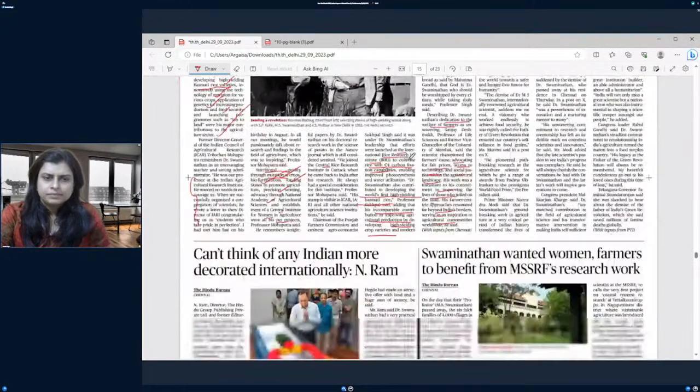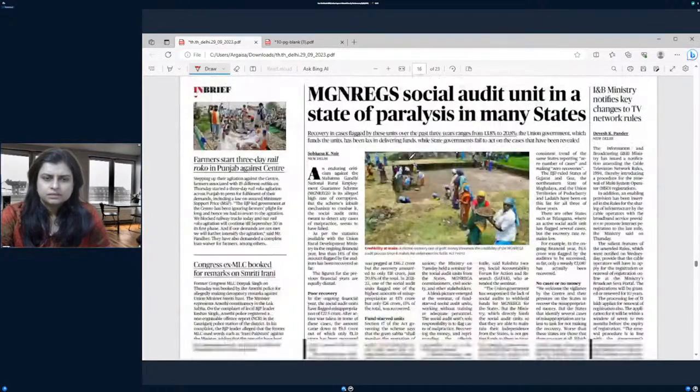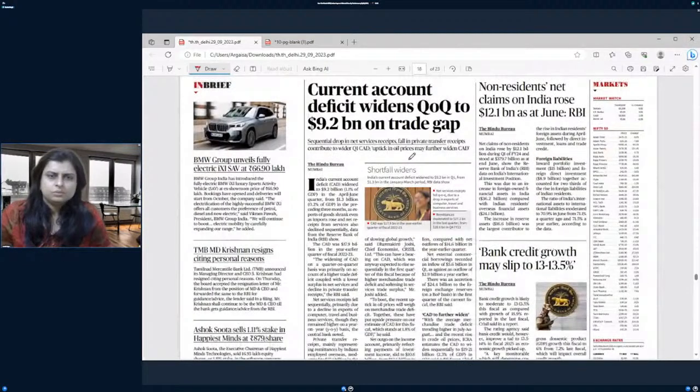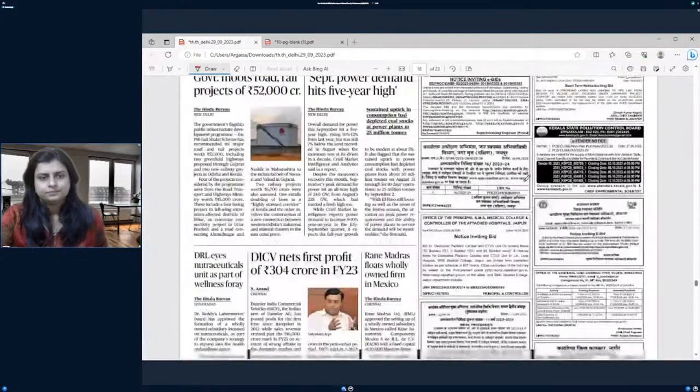We have done the Swaminathan part. Okay, so here they are talking about the current account deficit avoidance. So you need to know about the current account deficit. You need to know about the balance of payment. So all this is static portion. You can revise from there.